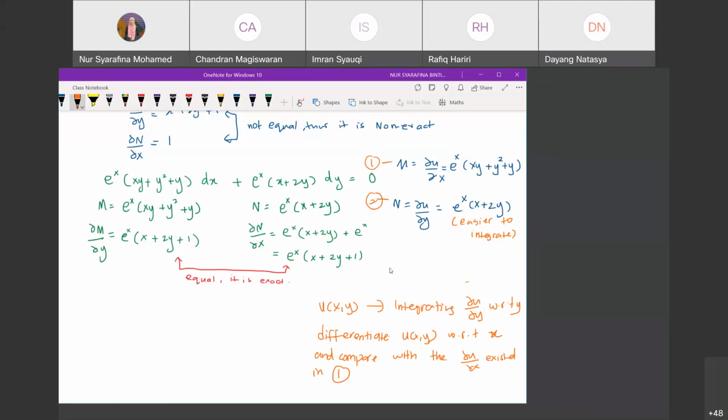Integrate del u del y, which is the second equation, with respect to y, and then differentiate the u that you obtain with respect to x and compare with del u del x existed in one. Okay, try to follow the process here and obtain your answer. Try it first. If you have problem after this, I can show.